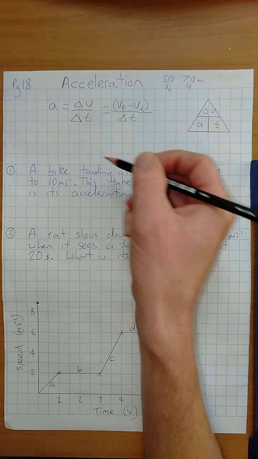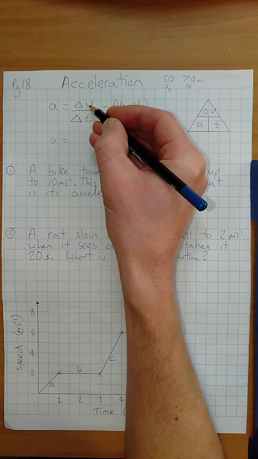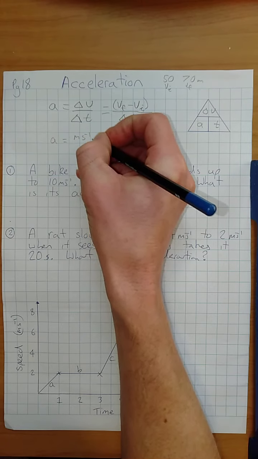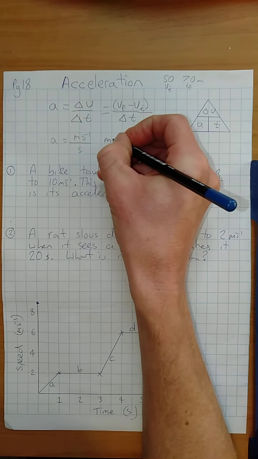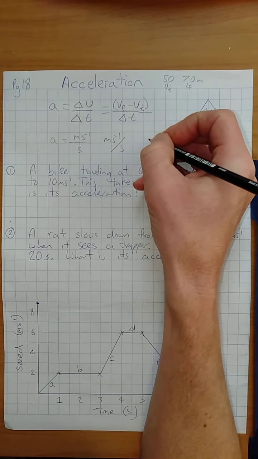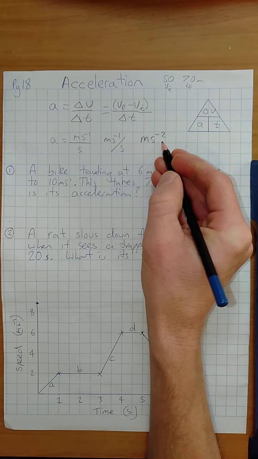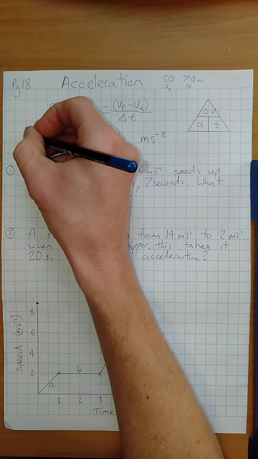One other thing I'll point out is the units for acceleration. Change in velocity: velocity has the unit of ms minus 1, and time has the unit of s. So it's ms minus 1 divided by another s, and that simplifies to be ms minus 2. So that's going to be the unit for acceleration.